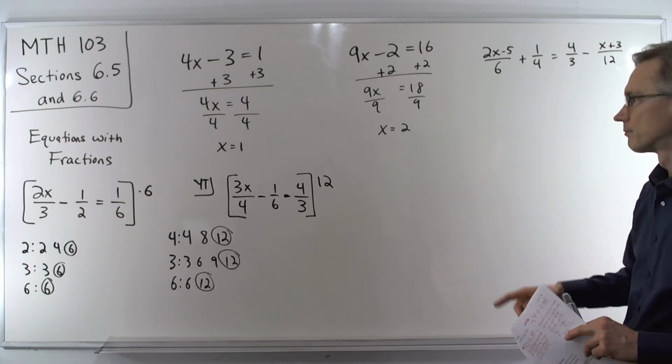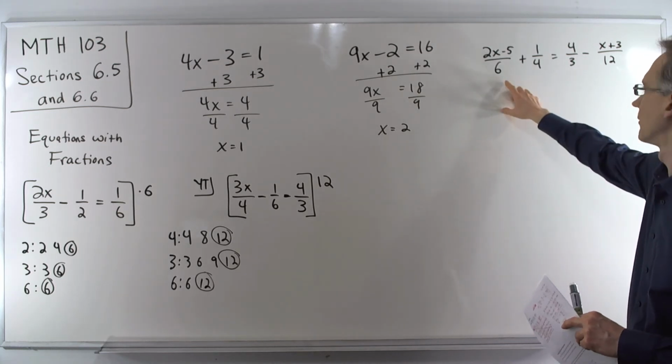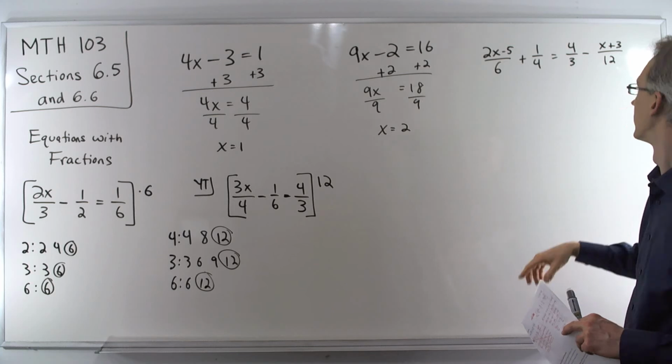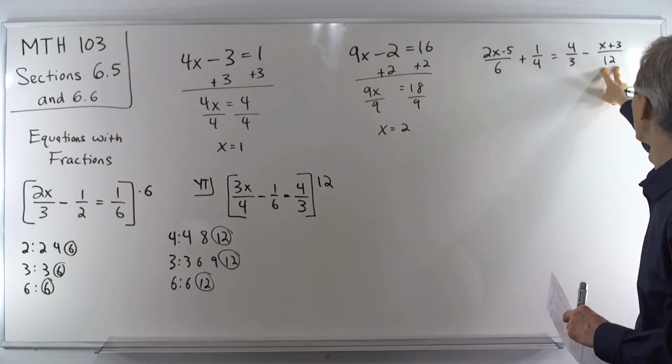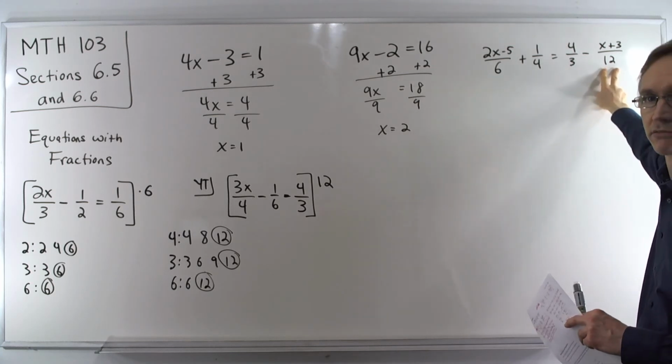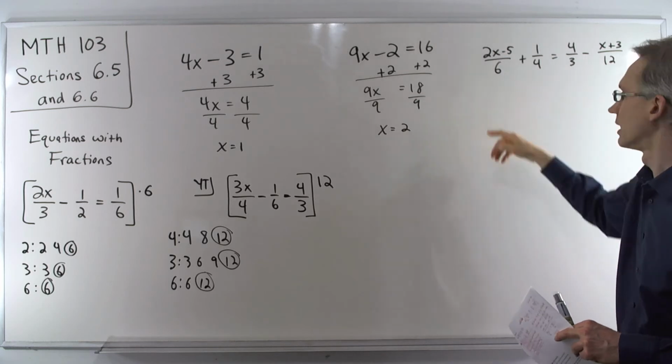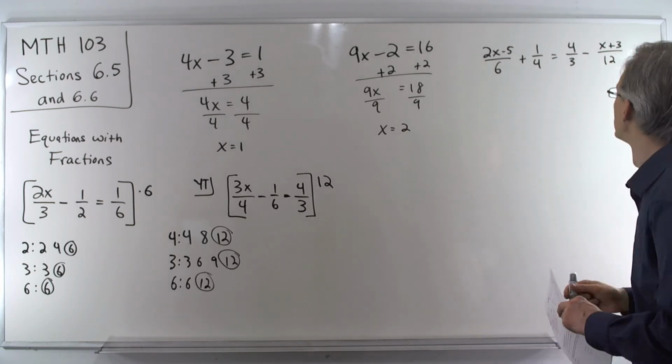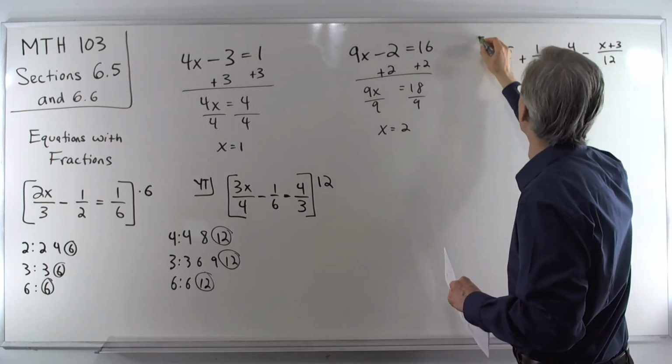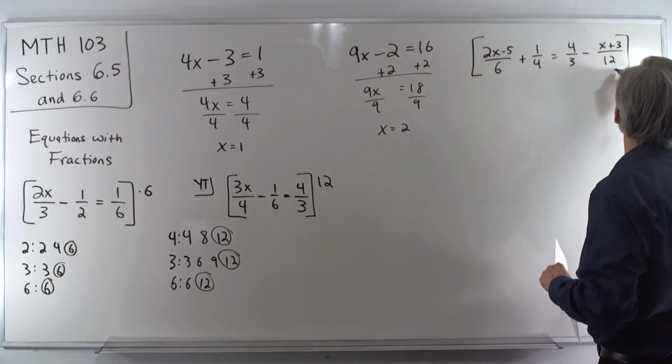So in your turn, we found that the least common multiple of 6, 4, and 3 is 12. We also have a 12 here, which has a multiple of 12. So the least common multiple of all these denominators is going to be 12. So I'm going to multiply this entire equation by 12.